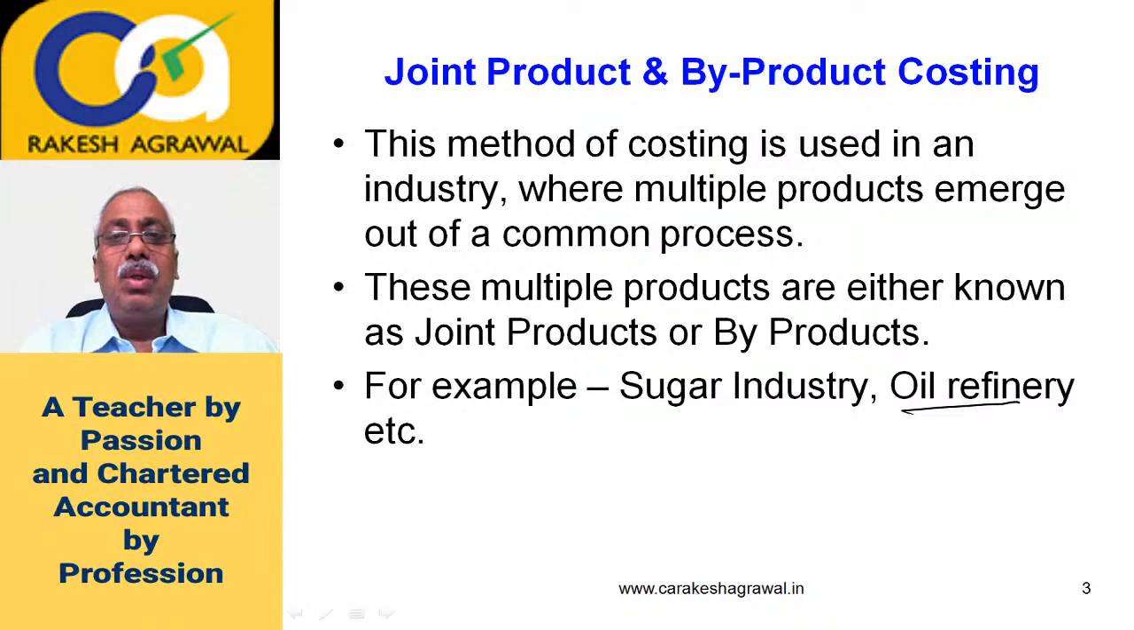Some names you and me know, there are more technical names. So variety of products emerge from an oil refinery. The input is same, that is crude oil, and the refining is a process, but in that process you get variety of products. Some of them are called joint products, some of them are called byproducts. We'll see the difference now.